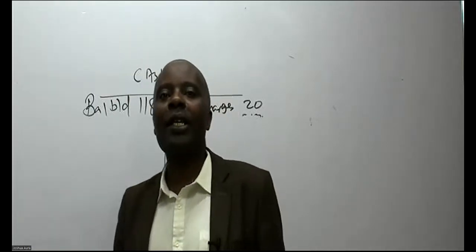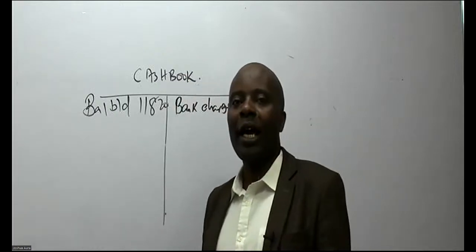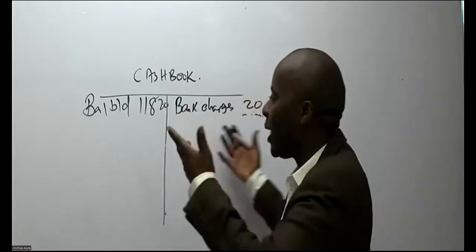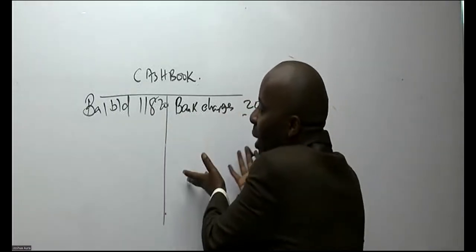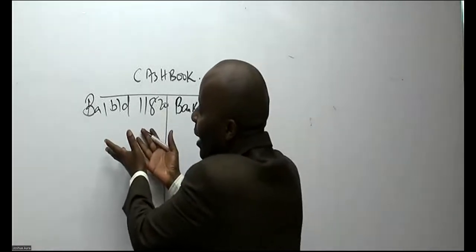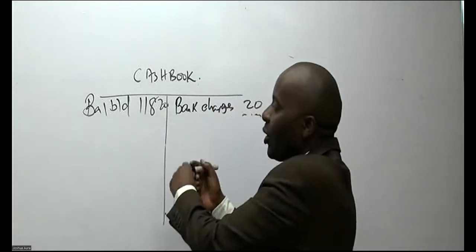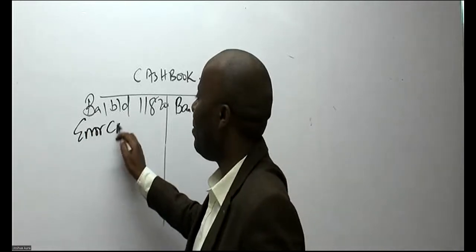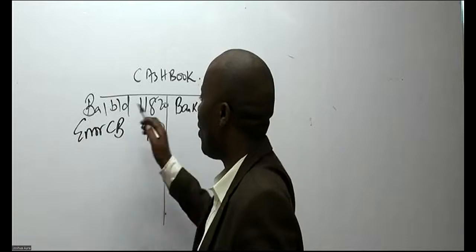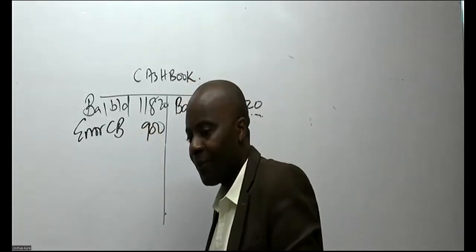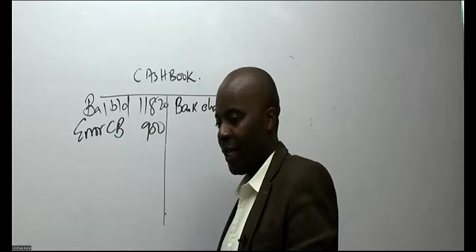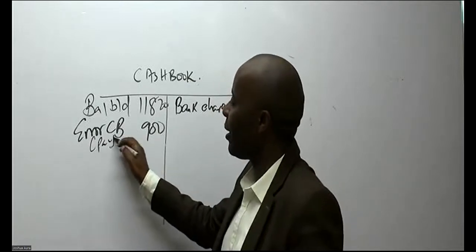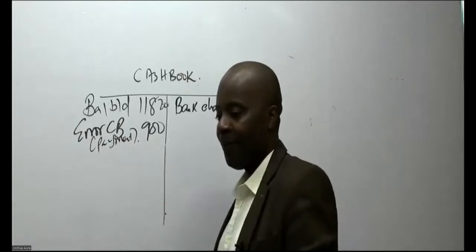So this error is an overcast. I paid more. I removed a higher amount from my cash book. So to cancel this higher amount, I should come and debit here. In this case we have an error in the cash book: Error CB, and the error is 900. Error in the cash book, 900, as pertains to the payment.